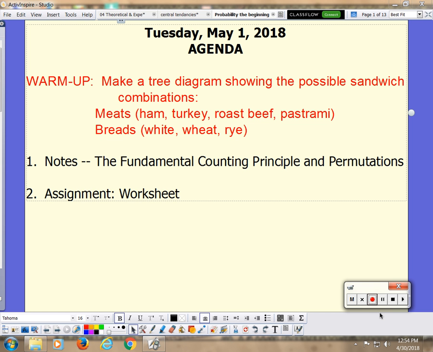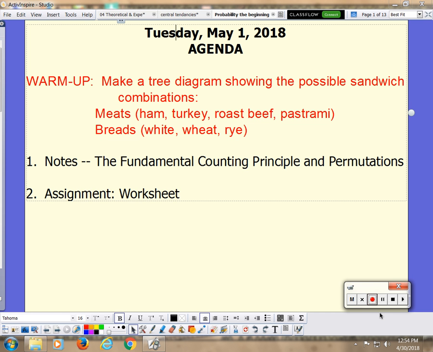Alright, so today I'm going to talk about the beginnings of probability, the fundamental counting principle. We're going to talk about permutations. We're going to start with a tree diagram.